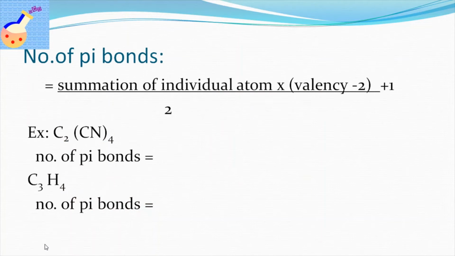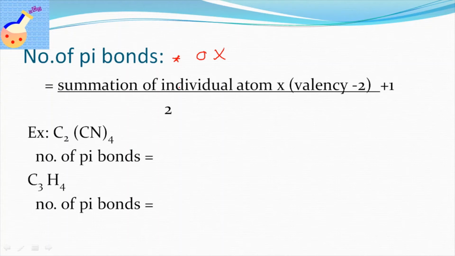Then coming to the pi bonds, there is another formula, that is summation of individual atoms into (valency minus 2) divided by 2, plus 1. And note down one point here. Here summation of individual atoms means you should not include oxygen. When oxygen is given in the molecular formula, don't add its valency. It is applicable for nitrogen, hydrogen and so on, but it is not applicable for oxygen.